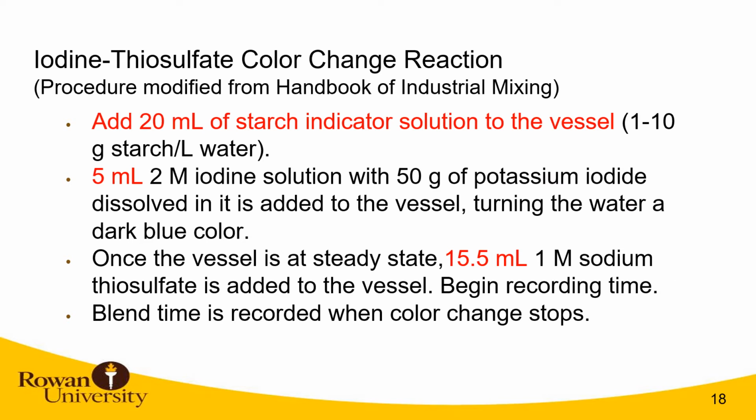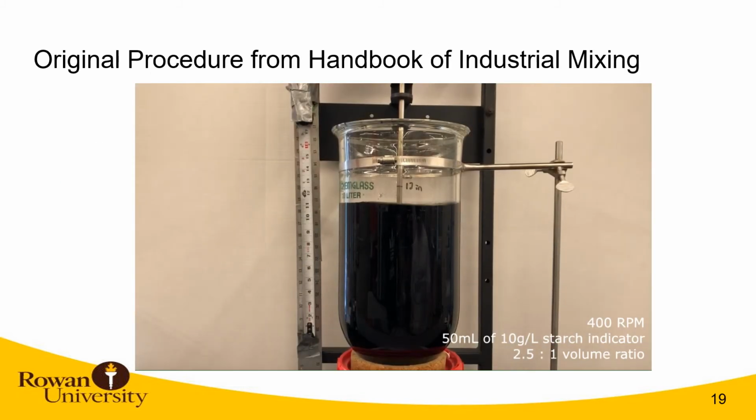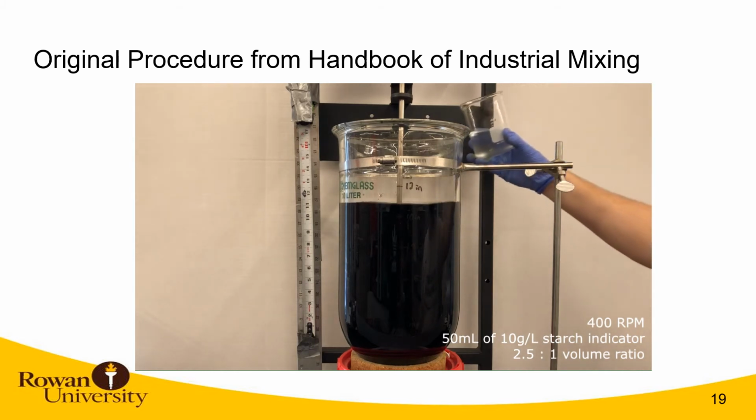So the next experiment that we moved on to after the pH was the iodine thiosulfate reaction. It's a procedure that we got and modified from the Handbook of Industrial Mixing. We made a few changes to the starch indicator, mainly that we used less of it than the original handbook, and we used less volumetric amounts of iodine and the sodium thiosulfate in the vessel for each trial run. So we add these to the tank just like the pH one, and the blend time is recorded when the color change stops. So the video on this slide shows the original procedure from the Handbook of Industrial Mixing.